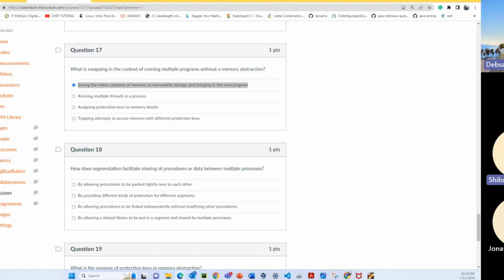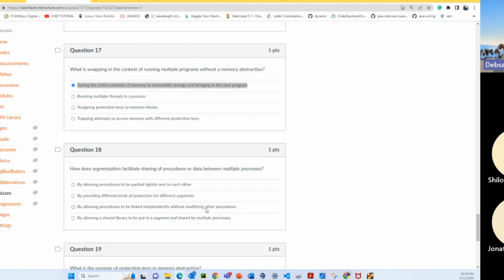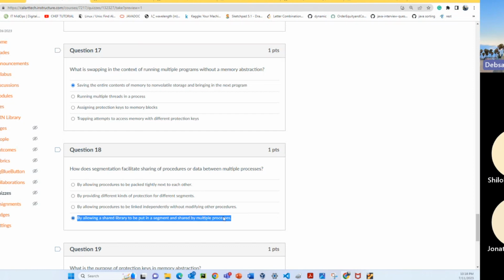So basically what do we do? Allowing procedures to be packed? No, that's not the way. Procedure, different kinds of protection. It's not related to protection. Linked independently. No, this is also not true. I think this is the true answer: by allowing a shared library to be put in a segment and shared by multiple processes. So that's the main benefit of segmentation.